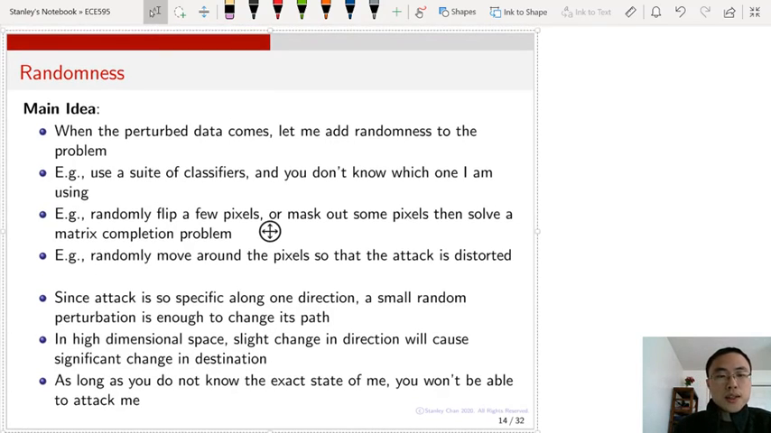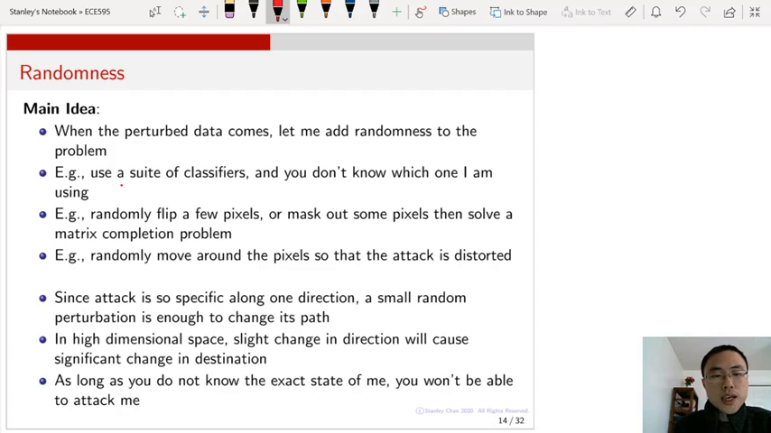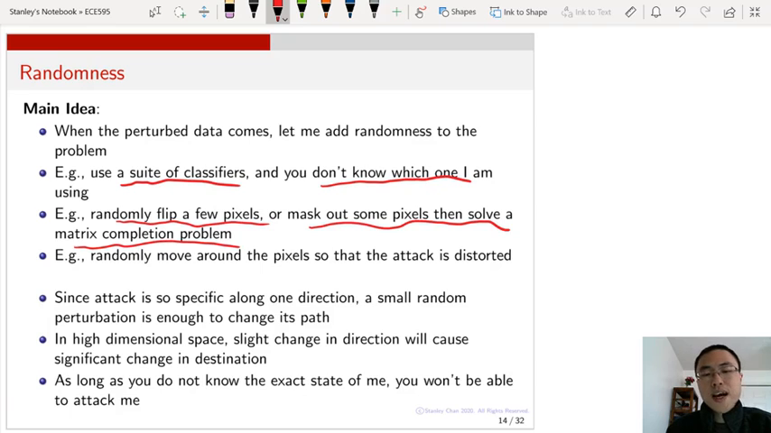And so the example would be like this. You can have a suite of classifiers, but you don't know which one I'm going to use. Or I can randomly flip a few pixels or mask out some pixels and then solve a matrix completion problem. Or I can just randomly move around the pixels so that the attack is distorted.